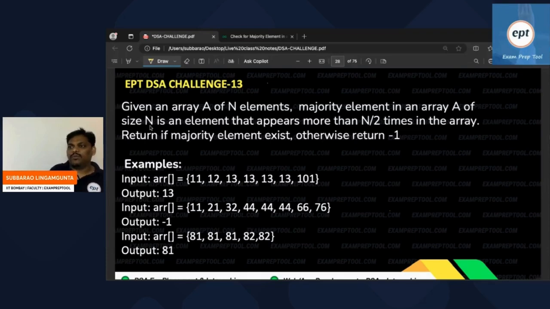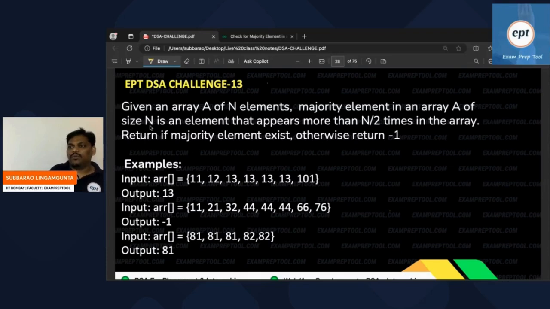If you want, you can start from 0. I'm writing the indexes. So approximately 11 people, 11 by 2 is 5 point something. So 6 people. Majority element means 6 people are required. So let me try this.